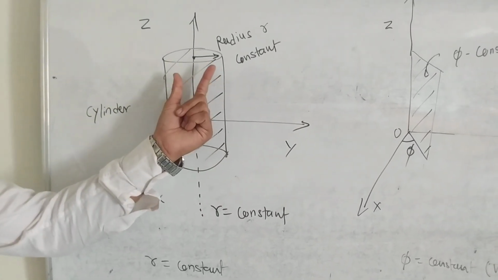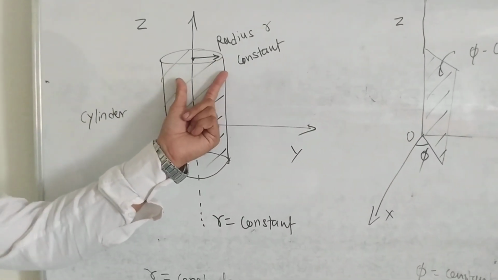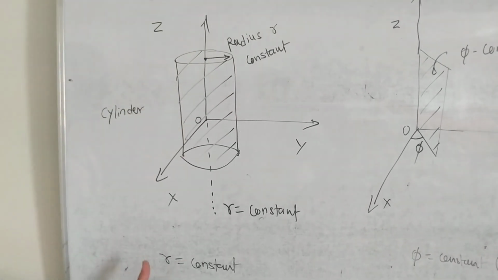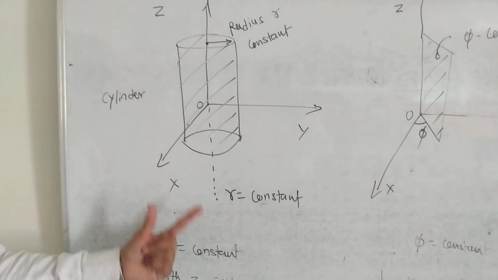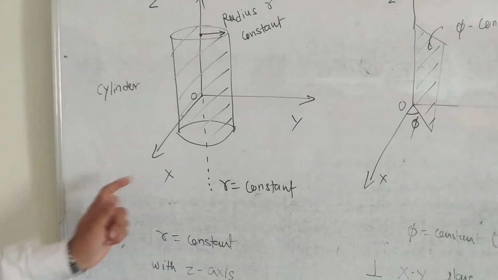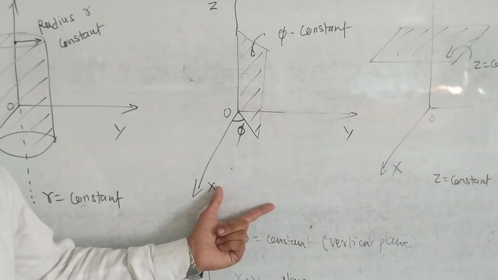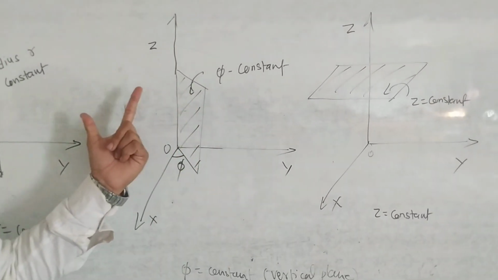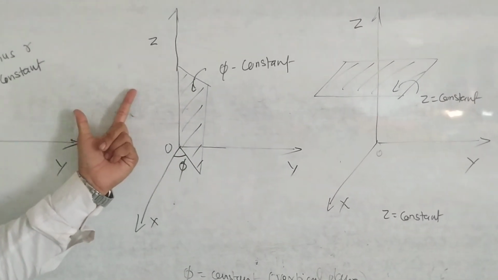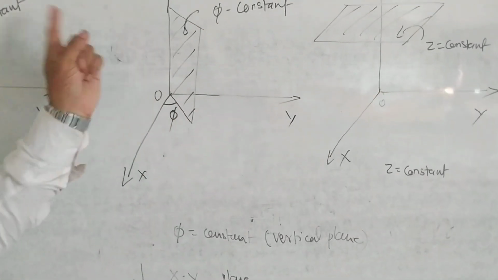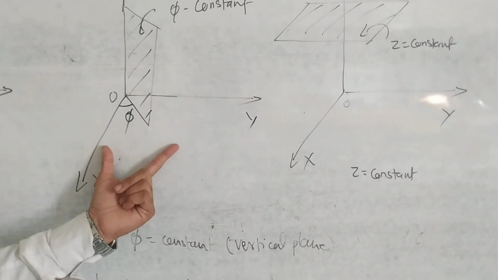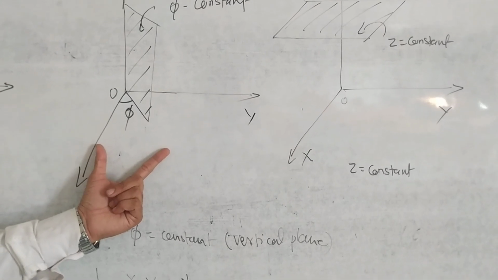The distance from the z-axis, which is the radius r, is constant in all directions. So here we obtain r constant, radius constant with the z-axis. We consider another plane in the x, y, z axes. The face of the plane contains the z-axis and rotates around the z-axis, making an angle phi. This angle is constant in all directions.